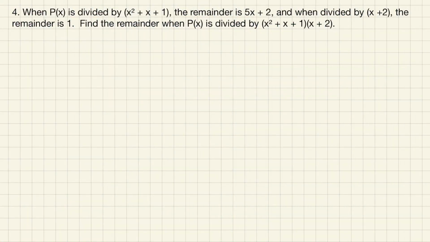Question 4. When p of x is divided by x squared plus x plus 1, the remainder is 5x plus 2. And when divided by x plus 2, the remainder is 1. Find the remainder when p of x is divided by x squared plus x plus 1 and x plus 2. Here, we are given two factors of p of x and their respective remainders to solve for the remainder when p of x is divided by both of the factors together.